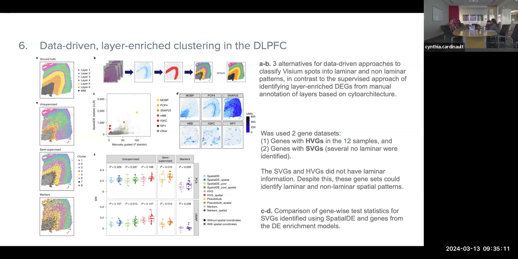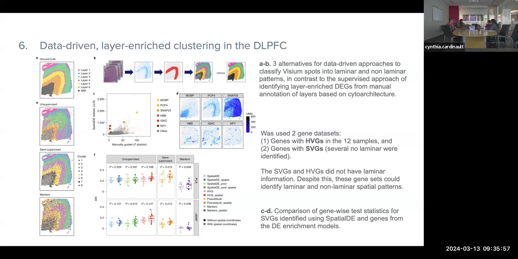But also, it's possible to identify non-laminar markers like HBB, IGKC and MPP, when the cell types are around all the tissue, so there is not a specific pattern to follow. This can be, for example, blood cells or immune cells that are around all the tissue. Another highlight is that, as demonstrated here, following this process can identify not only laminar genes or laminar patterns, but also non-laminar patterns.